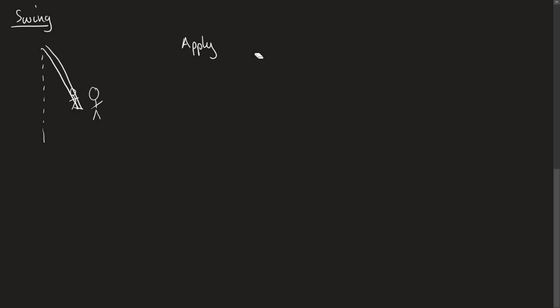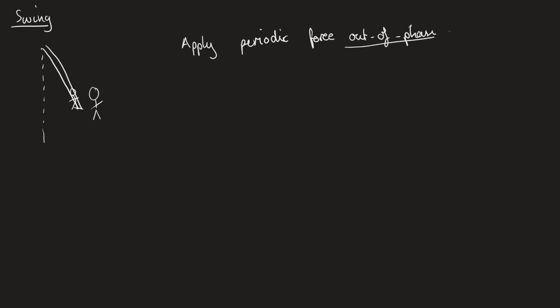Therefore, if we apply a periodic force out of phase with these oscillations, we're going to end up with a smaller amplitude. Okay, this leads to a smaller amplitude.